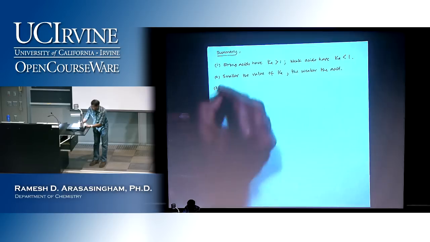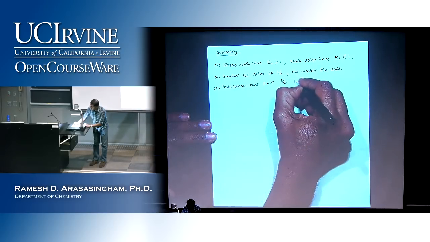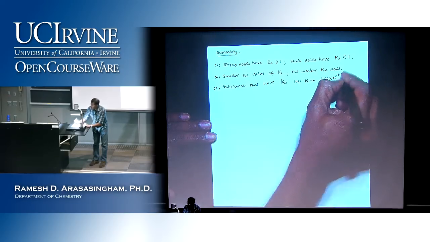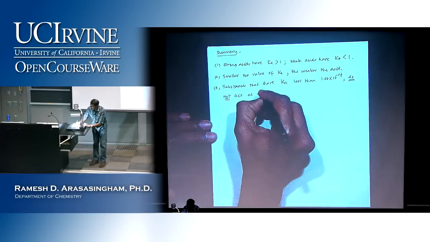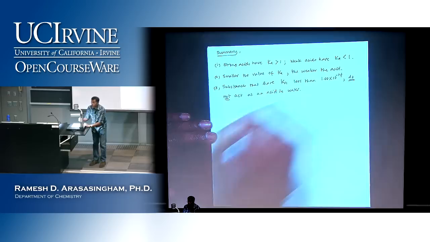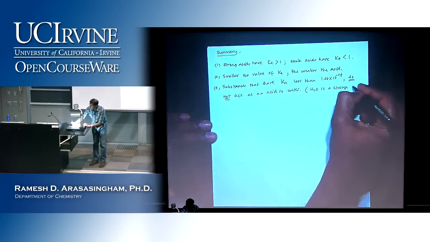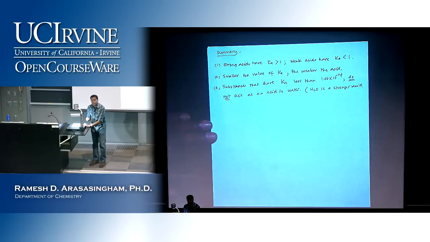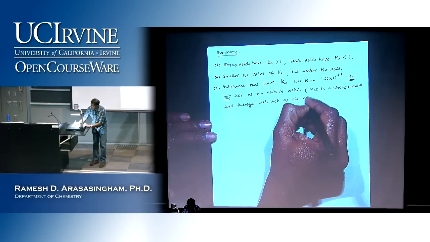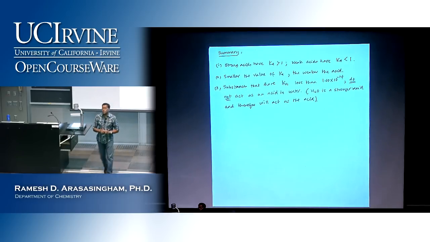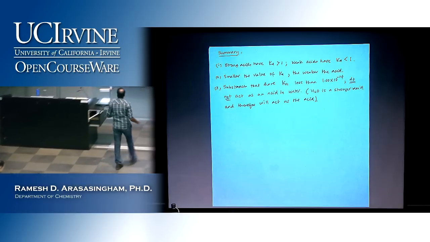All right? Three, substances that have Ka less than 1 times 10 to the negative 14 do not act as an acid in water. All right? And that is because water is a stronger acid, and therefore will act as the acid. So if your Ka value is less than 10 to the negative 14, that substance cannot act as an acid in water. Okay? So that's the most important take-home message.